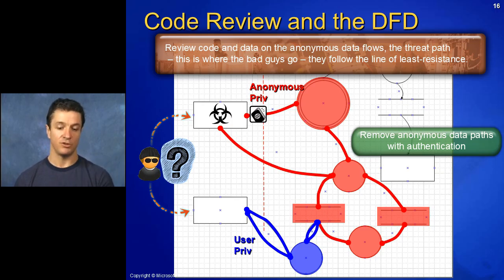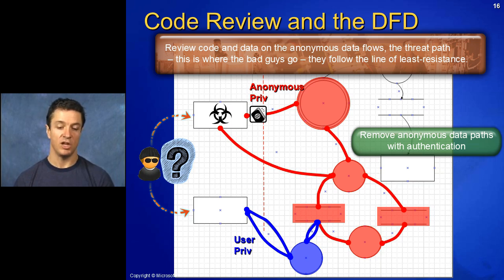Let's assume for a minute you have two data paths that go through the two major code paths through the code. One requires anonymous privilege. In other words, anyone can actually exercise that code. Versus another one that requires you must be a valid user. Now, if you're the bad guy, where are you going to go?